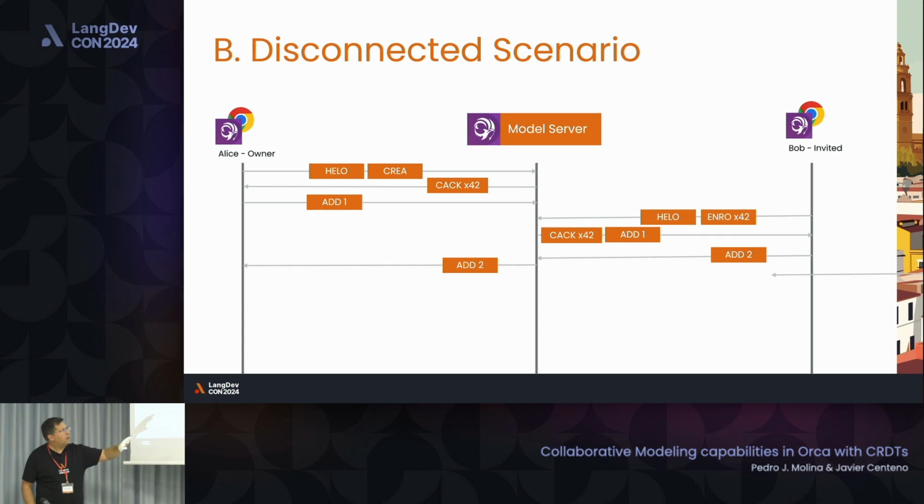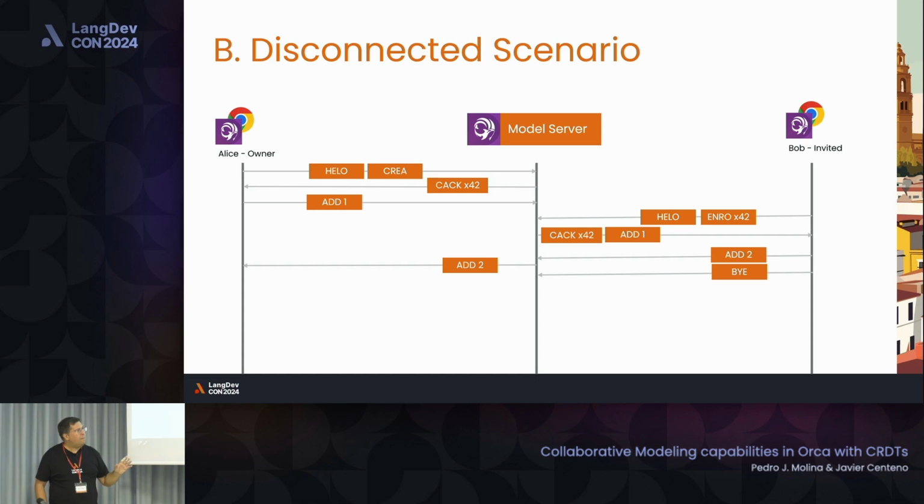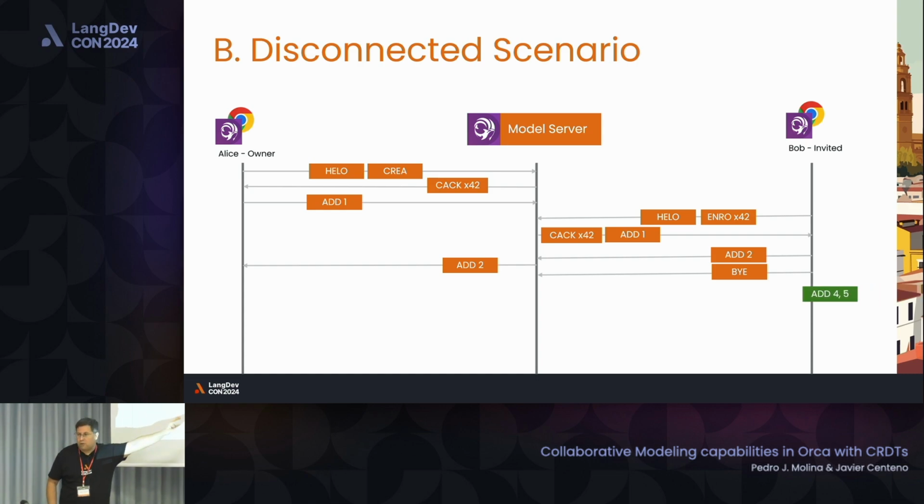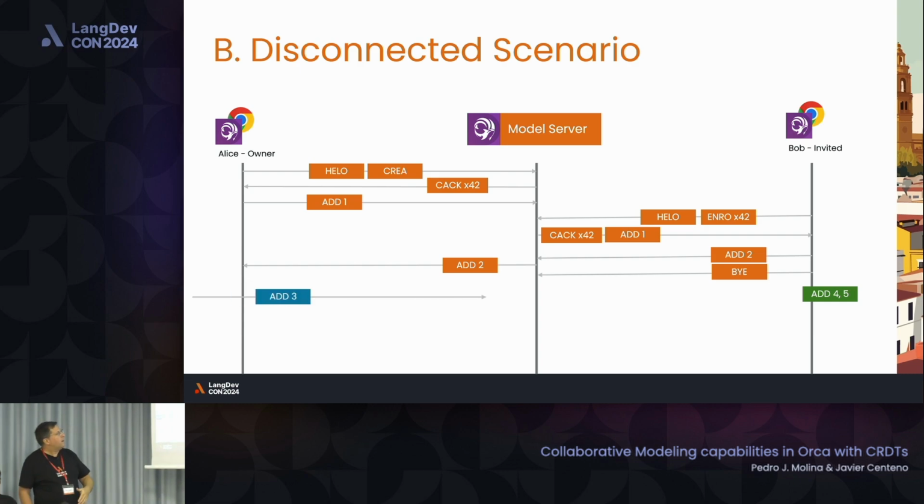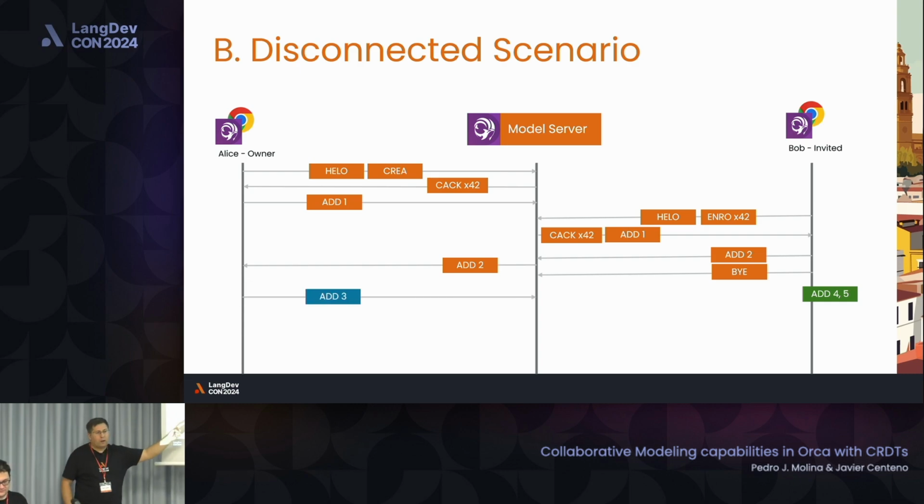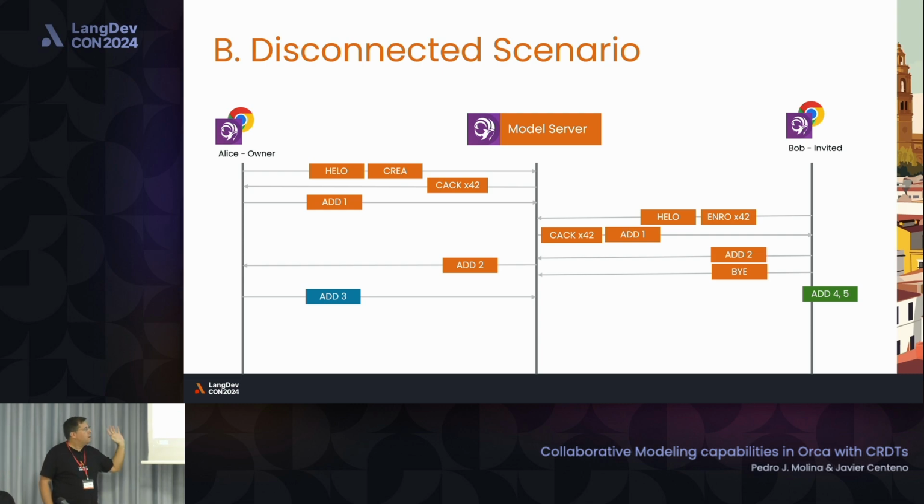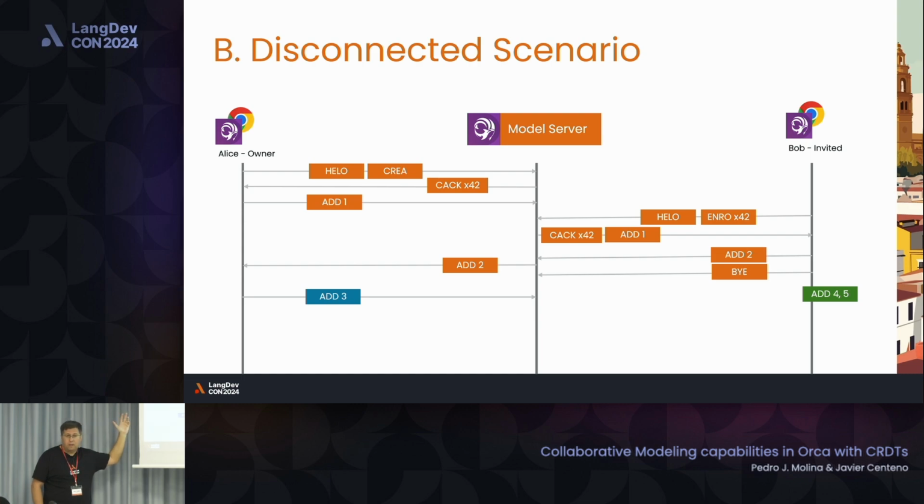Here, Bob disconnects, enters a plane, loses connection, but he wants to keep working, right? So now I choose another color to show that this is done in a disconnected way. Keep going. In the meantime, Alice is already connected and keeps adding things. Bob would be disconnected and working locally because we keep things in local storage in the browser, right?